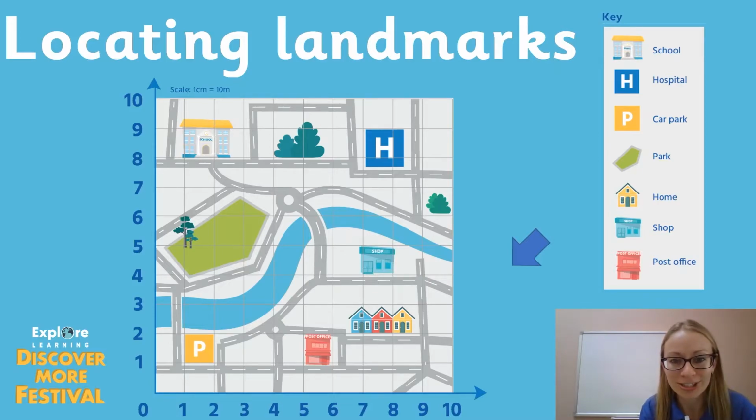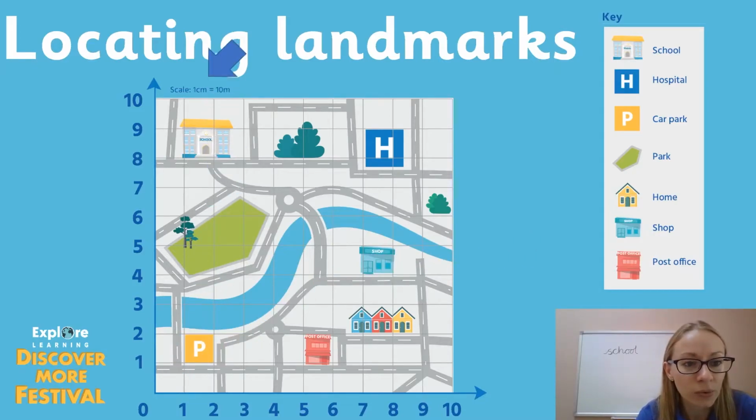So I wonder if you could try this one yourself. Can you write down the coordinate for the bottom left-hand corner of the school? So use the key to help you. Have a look and see which symbol represents the school. Okay, and I'm looking for the coordinate for the bottom left-hand corner of the school. Let's have a look together.